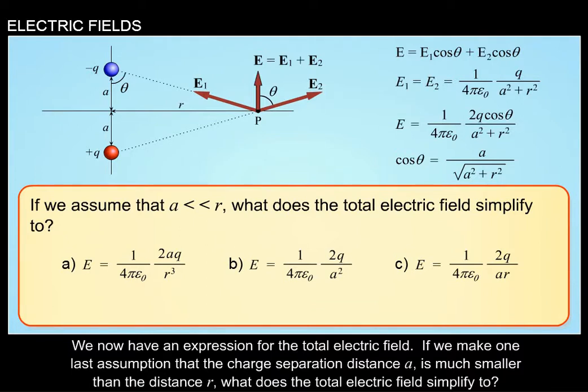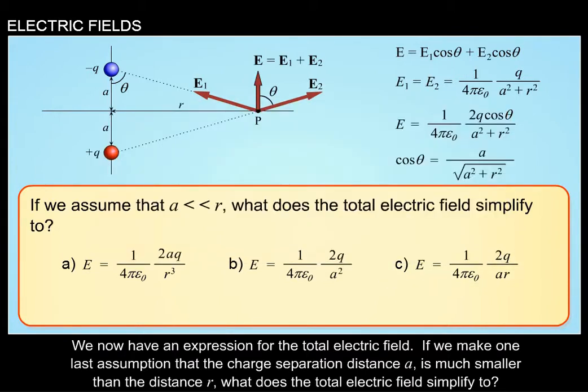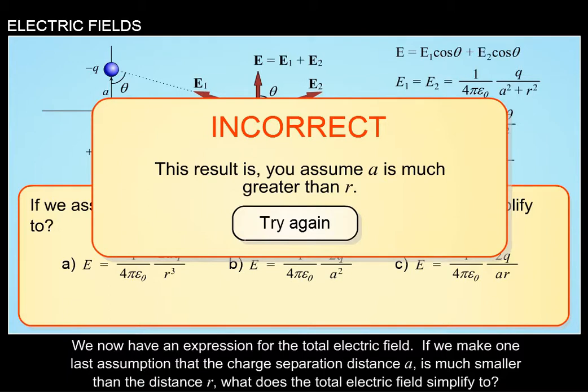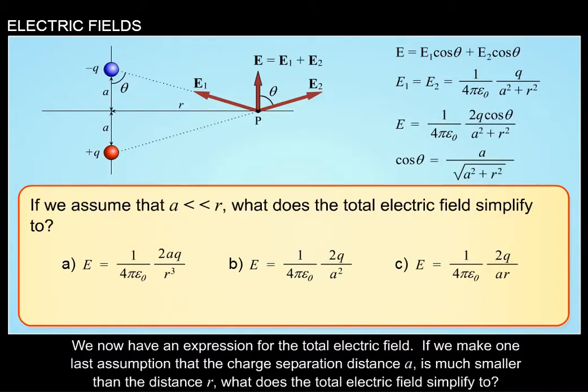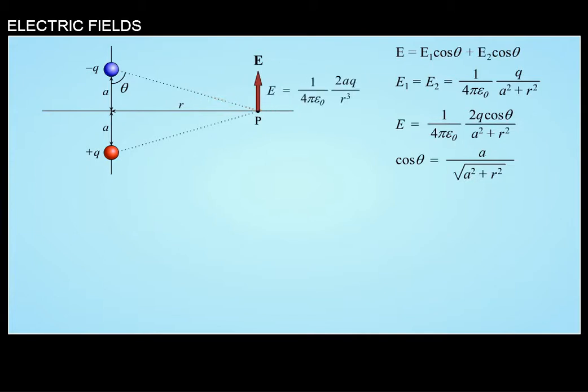If we make one last assumption that the charge separation, distance a, is much smaller than the distance r, what does the total electric field simplify to? Incorrect. Check your... Incorrect. Correct. This is known as the electric field due to a dipole.